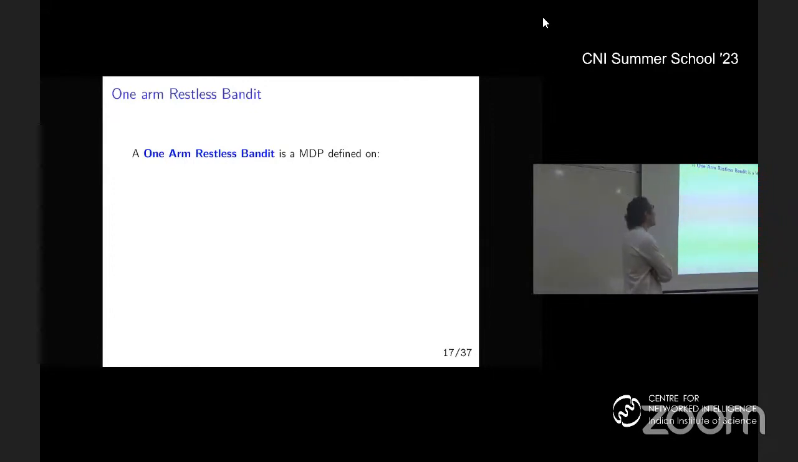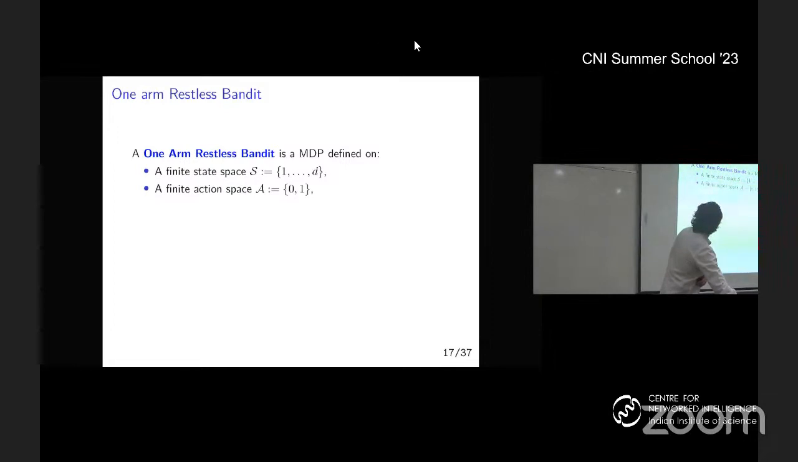I will say that a one-arm restless bandit is an MDP which is defined on a finite state space and a finite set of actions. So let's say that for simplicity you have two actions, 0 and 1. Of course, as long as it's finite, everything that I will say can work also.